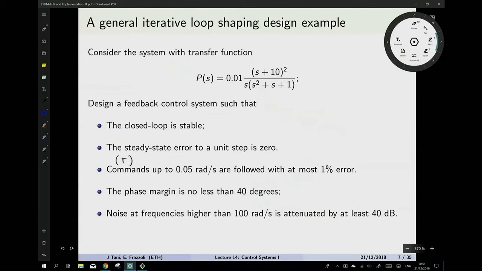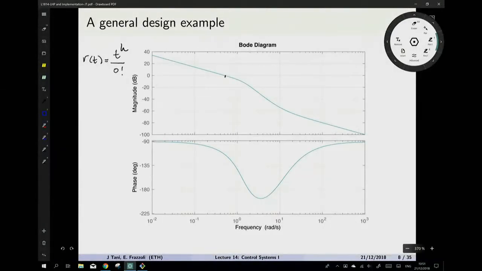Commands up to 0.05 radians per second must be followed with at most 1% error. So first, let's find the 0.05 radians. So this is 1, this is 0.1, this is 0.001. So 0.001, 2, 3, 4, 5. This is 0.05 radian per second. Do you agree? Okay, these are logarithmic scales, so you have to get used to it. Okay, so this is roughly this one here.